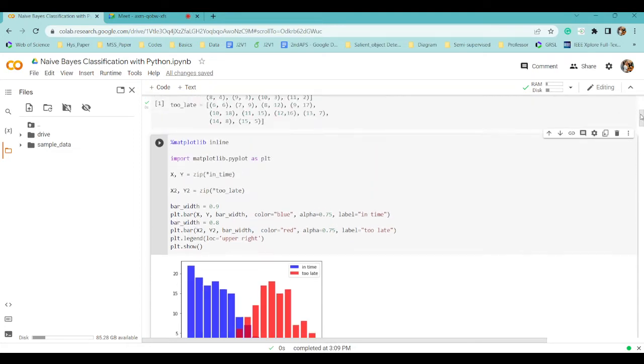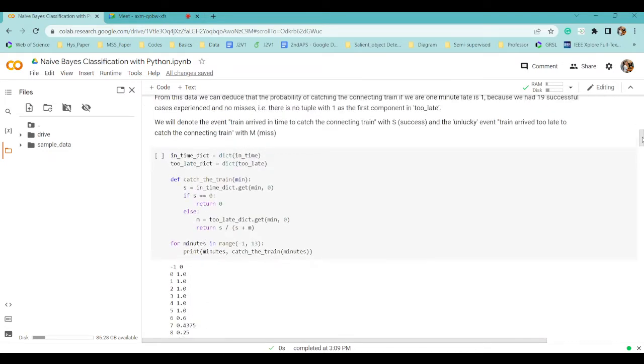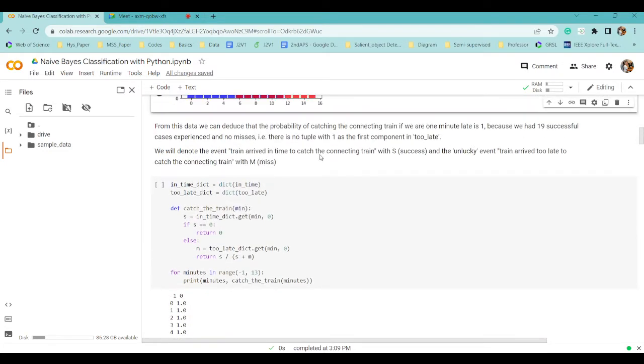No misses means we have not missed our train. So this is what it means, 1 and 19, for the in time case. There is no tuple with 1 as the first component that is too late.